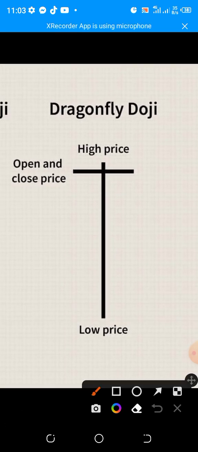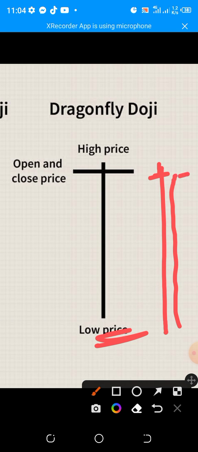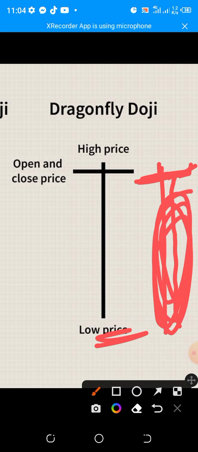So how was it formed? It opened here, and then the buyers came in just a little like this. Then the sellers came in and pushed the price down to the lowest price where the session ended. After that, the buyers came in and pushed the price up to here, where the time got finished. So the buyers were too many in the market by the end of the candle formation, meaning the buying pressure is very, very high.